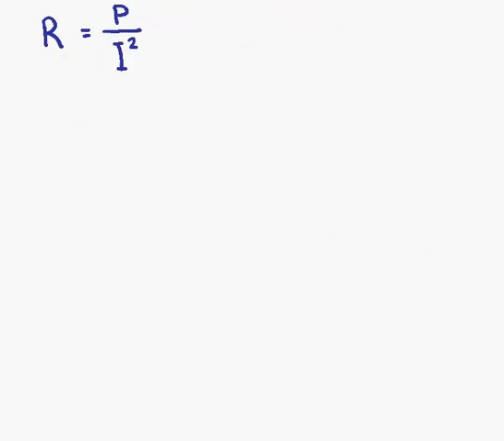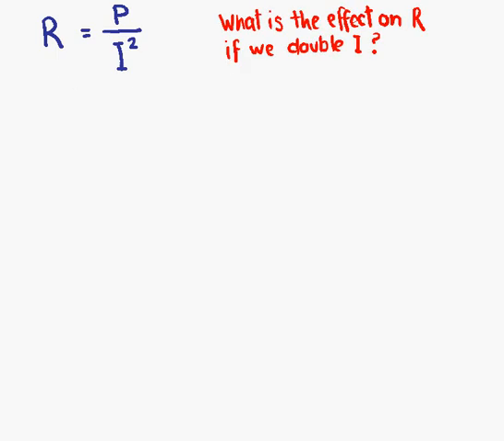This is example number 5, the last example. This time we're going to look at the formula R equals P divided by I squared. This is a physics formula for calculating the resistance when we know the power P and the current I. Our question this time is, what is the effect on the resistance R if we double the current I? So this time we're going to double I.